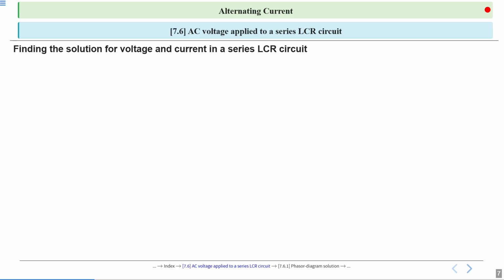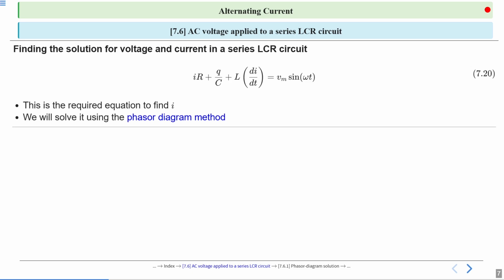So, finding the solution for voltage and current in a series LCR circuit: IR plus Q by C plus L di by dt equals Vm sin omega t, equation 7.20. Now, this is the required equation to find I, which is the current in the circuit. So we will solve it using phasors. Now you can see this is a very complex equation.